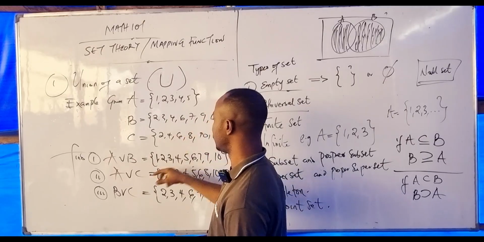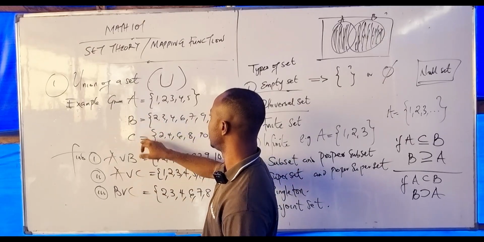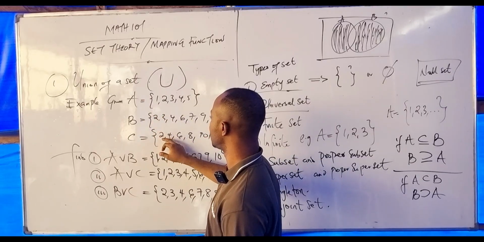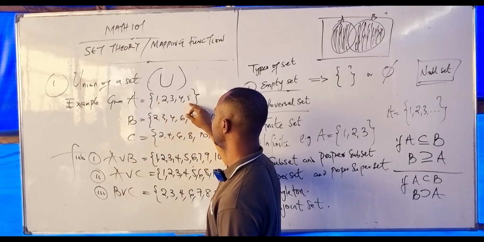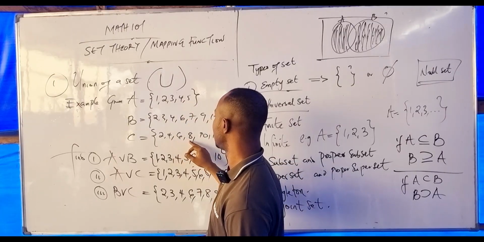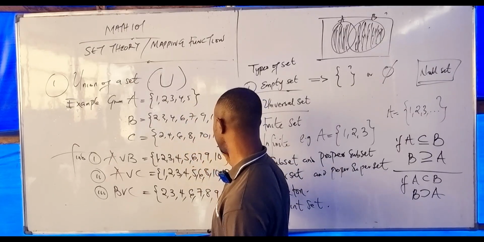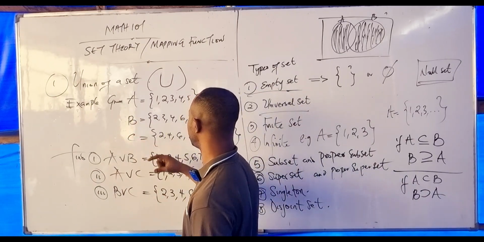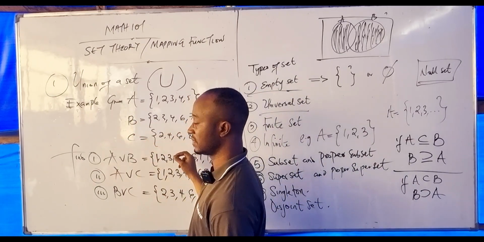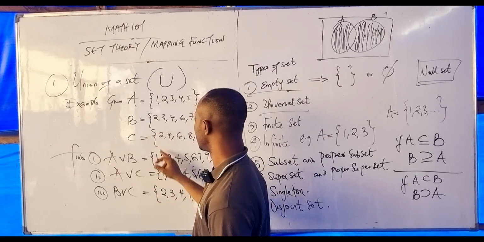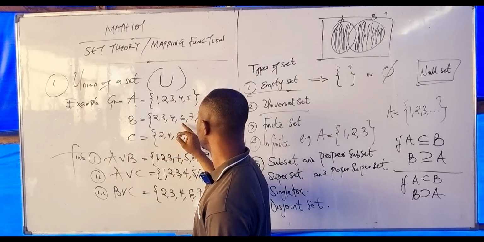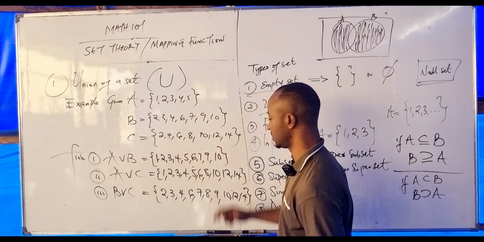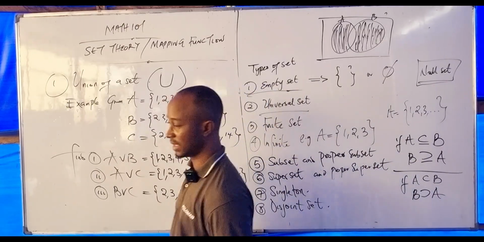Then for A union C, the least number between A and C is 1, followed by 2. So I bring 1, 2, 3, 4, 5, then start with 6, 8, 10, 12, and 14. Then for B union C, we don't have 1 in B and C, so the least here is 2. So 2, 3, 4, 6, 7, 8, 9, 10, 12, and 14. Just like that. Is that okay now?